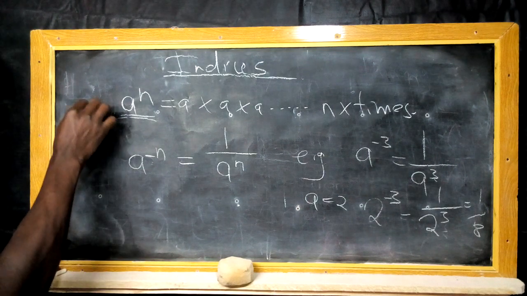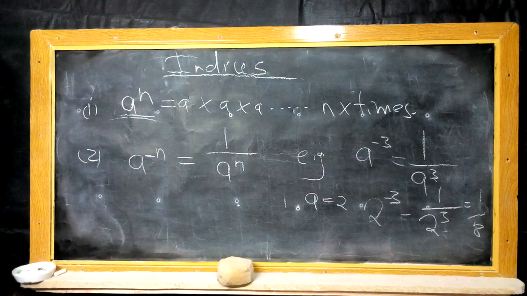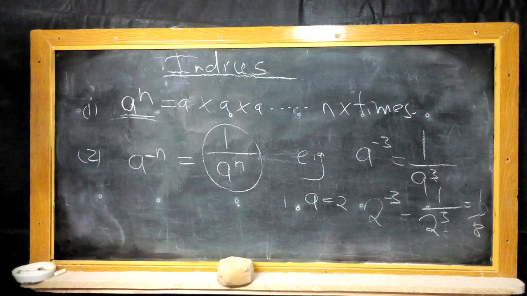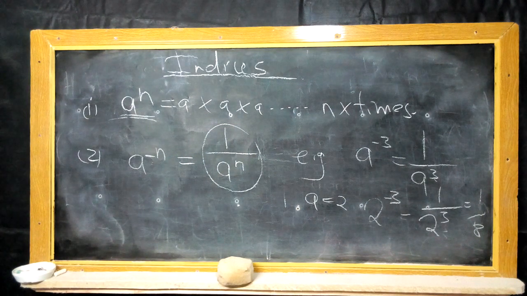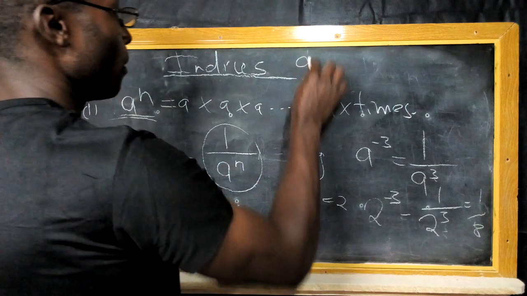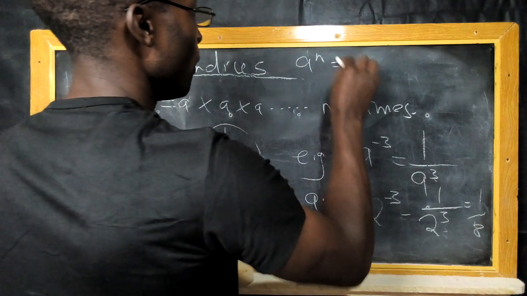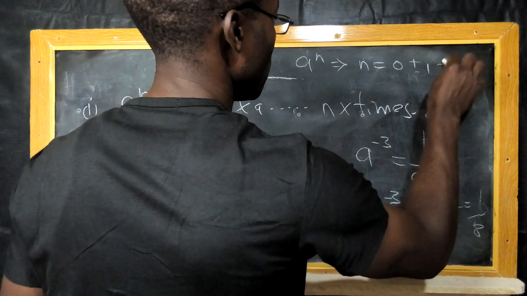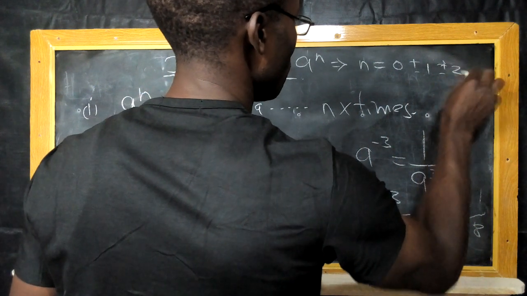So that is the general expression that we're going to use. This is rule number 1, this is rule number 2. So for a negative power or a negative exponent, this is the general rule that we're going to use. In any case we find one, we're just going to convert it using that format. Then n can be 0, plus or minus 1, plus or minus 2, etc.